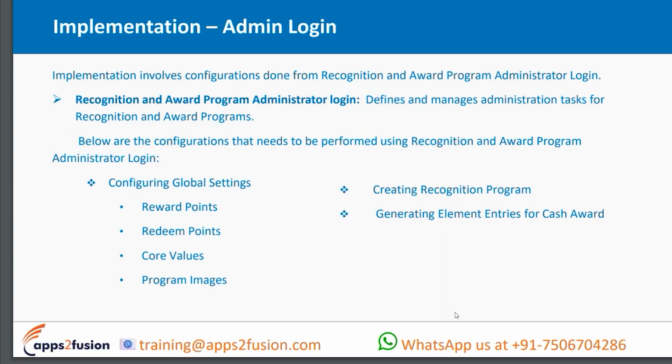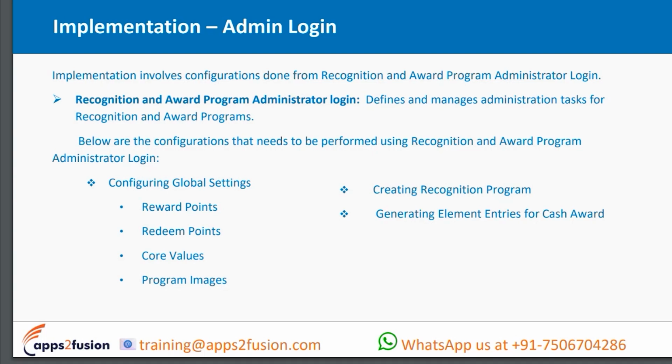And next, generating element entries for cash awards. Previously I mentioned that not only for the reward points, in redeem we're going to get something in return. So that is the element entries for cash award. In return for their reward points, the employee or manager can get cash. It can be an amount, and this could boost employees to work on it.